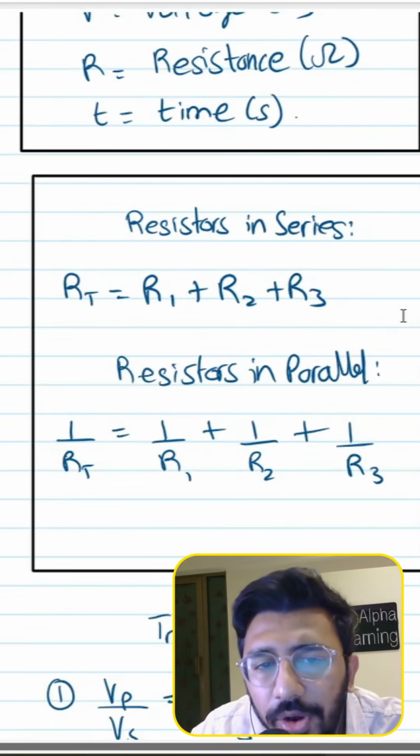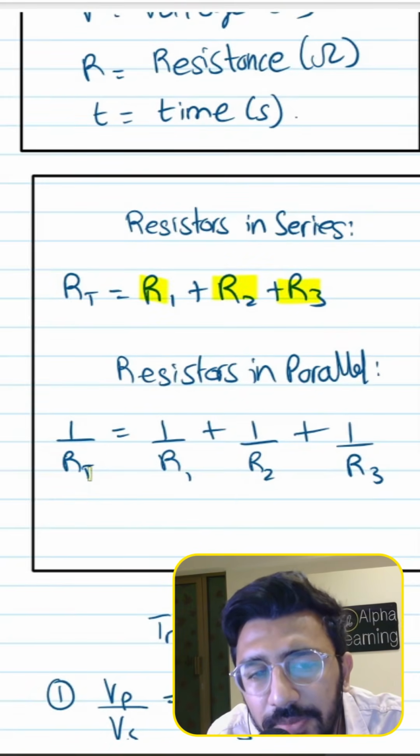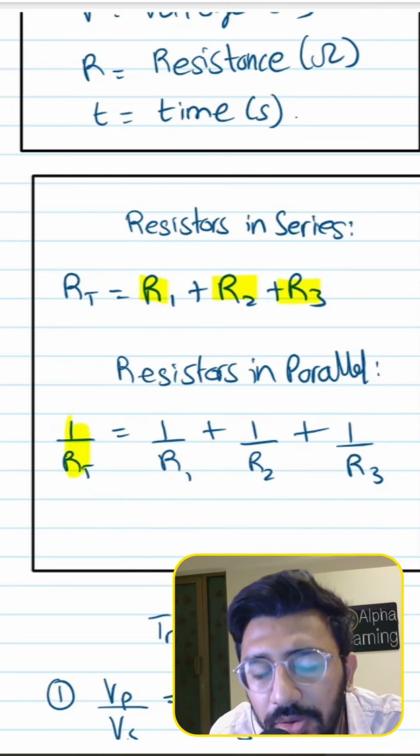Now you have some formulas for resistors in series as well. अगर resistor series में लगे हुए हैं, आप किस तरह निकालोगे total resistance: R1 plus R2 plus R3. If resistors are connected in parallel, how will you calculate the total resistance? 1 over RT is equal to 1 over R1 plus 1 over R2 plus 1 over R3.